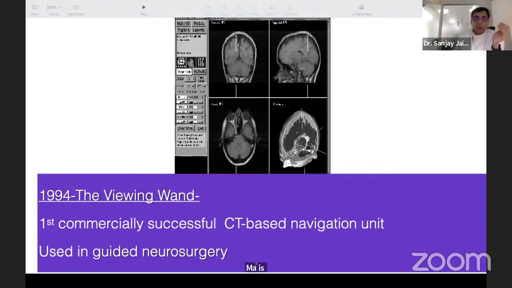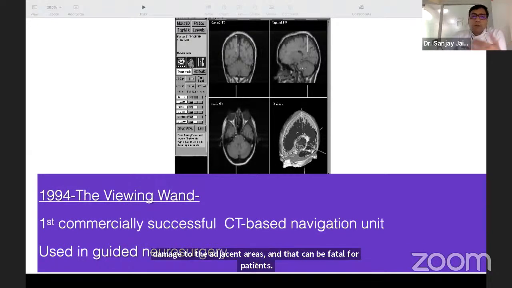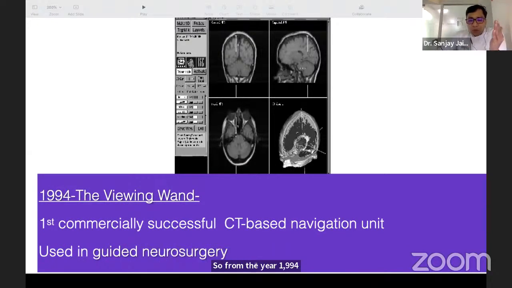I was talking about this Viewing Wand, which was the first commercially successful CT-based navigation unit, used in guided neurosurgery. And we all know neurosurgery is such a precise science, wherein 1 millimeter here and there, you end up causing a lot of collateral damage to the adjacent areas, and that can be fatal for patients. From the year 1994 onwards, there has been a lot of upgradation in this, but 90 to 95% of surgeries happening in neurosurgery across the world use this CT-based navigation unit, and that's how they get precision.